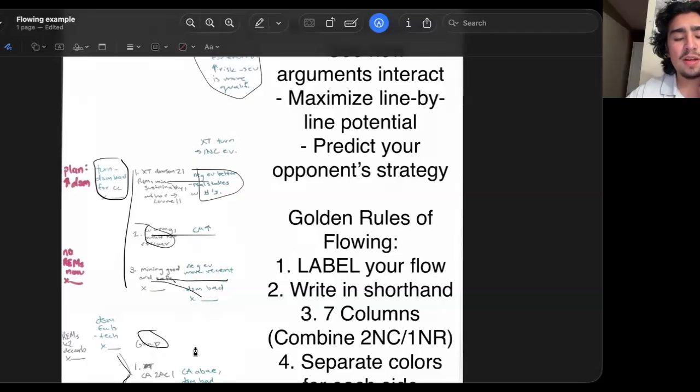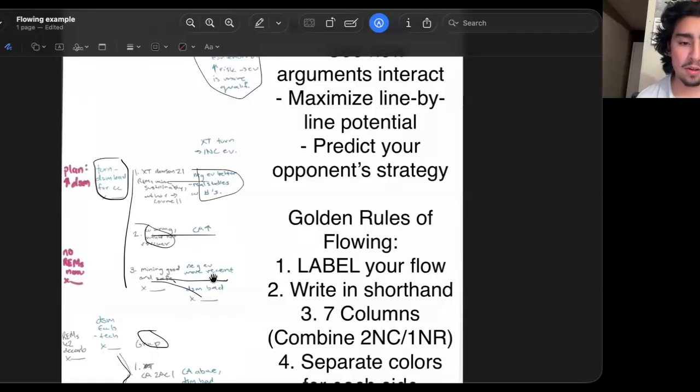So right here, something you'll notice is that whenever I flow evidence, I write down the tagline, so deep sea mining bad. And then I never really write down the authors because, just in general, something to remember is that people remember arguments a lot more than the authors. So what I do whenever I hear a piece of evidence being read is I just put an X and a line through just to indicate that evidence was read.